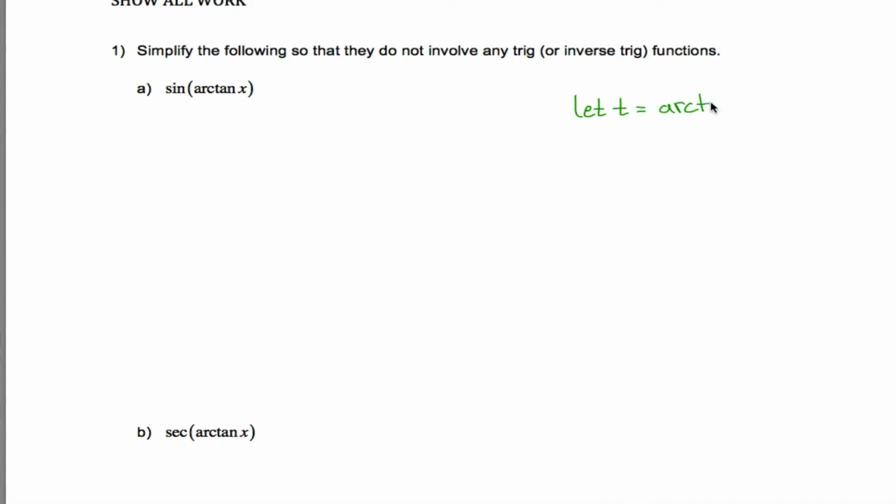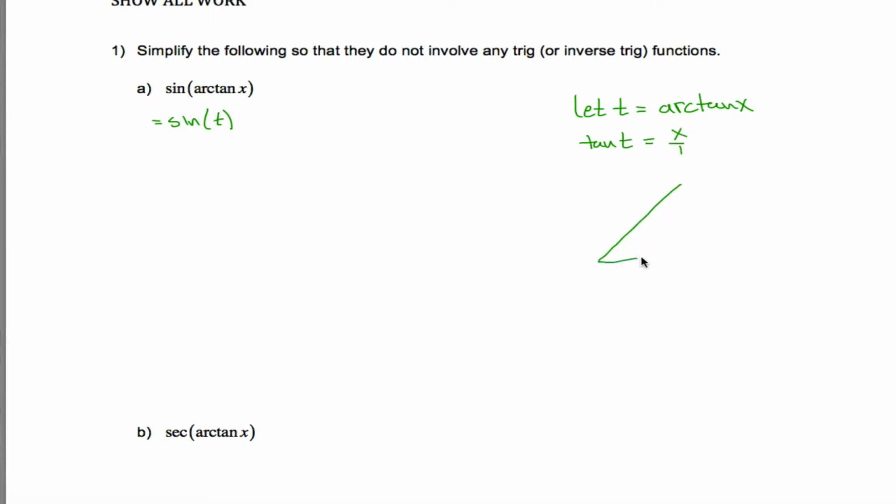So in this case, it's arctangent of x. The reason you do that is that allows this to simplify to just the sine of t. If arctangent of x is this thing t, then this simplifies to just sine of t. So if t equals the arctangent of x, I can take the tangent of both sides of the equation to get that the tangent of t equals x, which I'm going to write as x over 1.